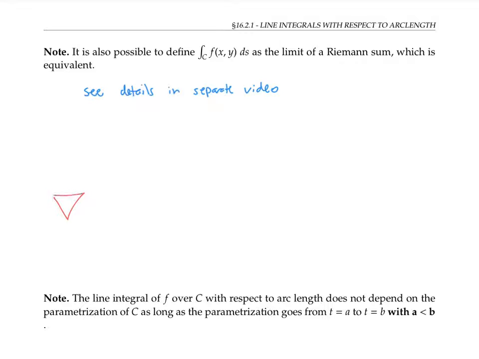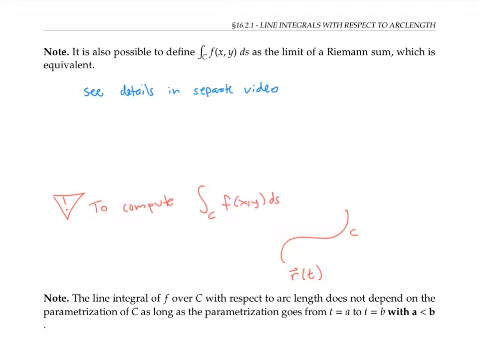I do want to draw your attention to the fact that in order to compute a line integral with respect to arc length over a curve C, you're first required to find a parameterization of the curve C. Now, there are many ways to parameterize a curve, and you might wonder, well, if you parameterize it in two different ways, do you actually get the same answer for your line integral? Well, fortunately, you do get the same answer. The line integral of f over C with respect to arc length does not depend on the parameterization of C, as long as the parameterization goes from t equals a to t equals b for some numbers a and b with a less than b.